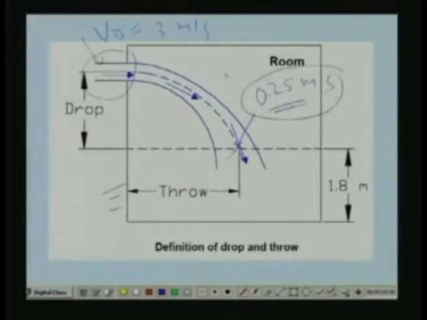Okay. So when the velocity of the center line reduces to 0.25 meter per second, measured at a height of 1.8 meter, that distance is called the throw. So this is your throw. Okay. And what is the drop? Drop is nothing but the point at which the air stream has reached a velocity of 0.25 meter per second and the center line of your supply outlet. So this is your drop. Okay.